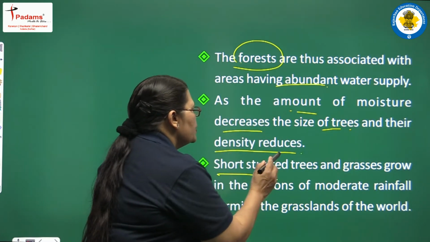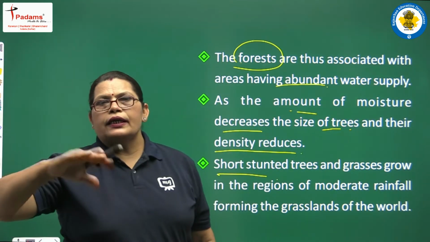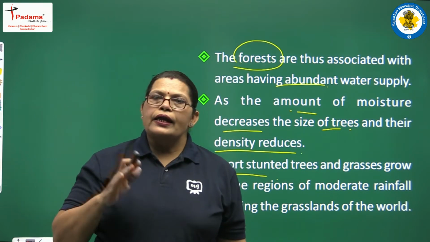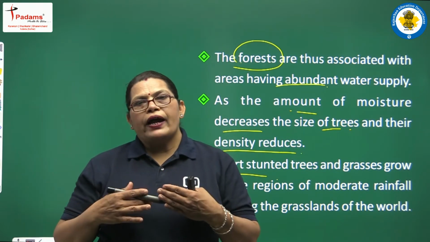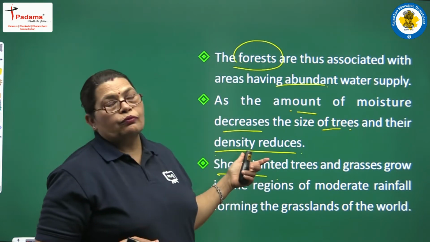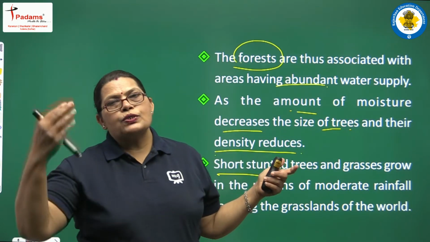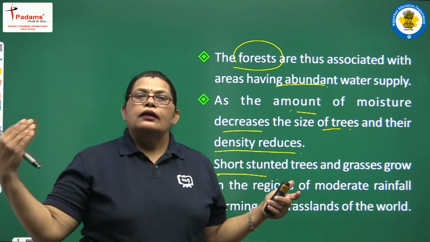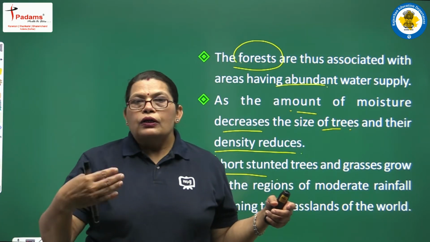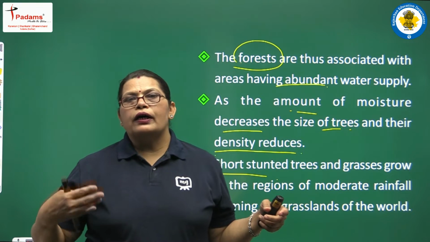Next one is the short standing trees. See, the size of the trees depends on area to area, region to region, and the factors which depend on this one. Important thing, trees depend on many factors: the light of the sun, the supply of water, the foods they had taken from the earth.